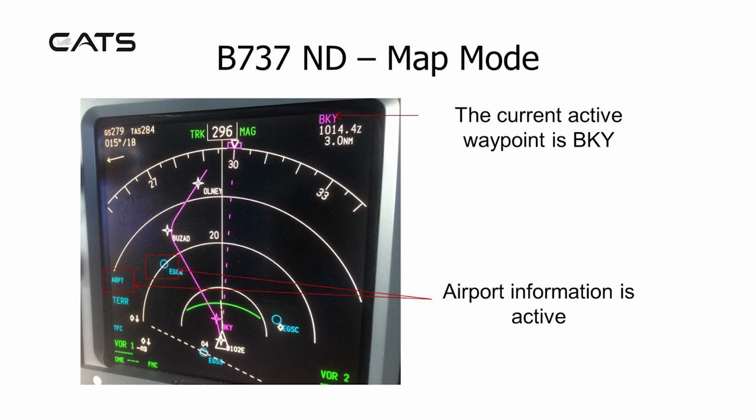Here the current active waypoint is Barkway. Airport information is active. The aircraft's departed from London Stansted, and in magenta there's a route mapped out for the departure: Barkway, Buzzard, Olney. The instantaneous track is 296 magnetic. And the distance to the next waypoint is 3 nautical miles, Barkway, with an estimated time of arrival of 10:14.4 Zulu.